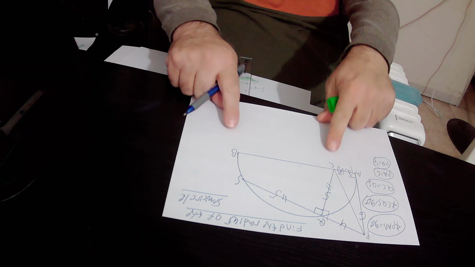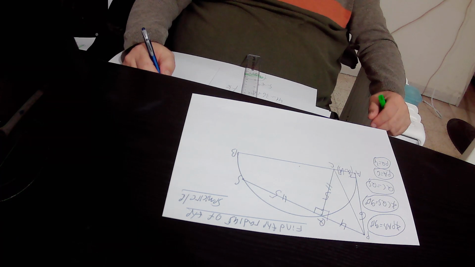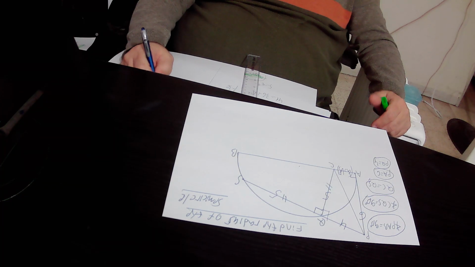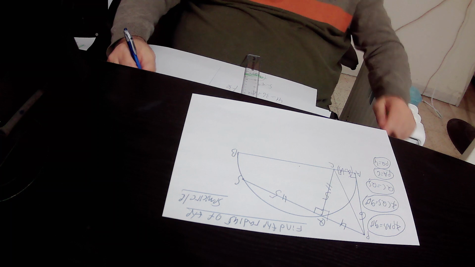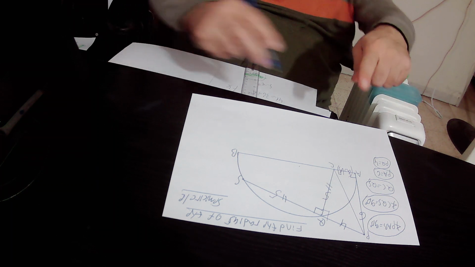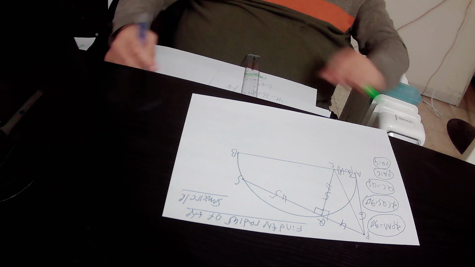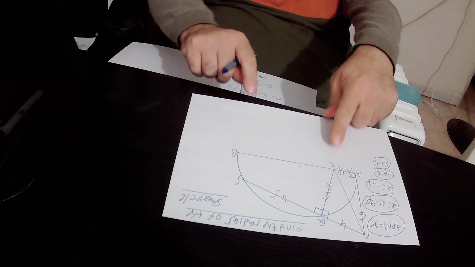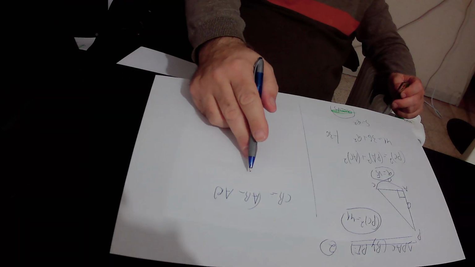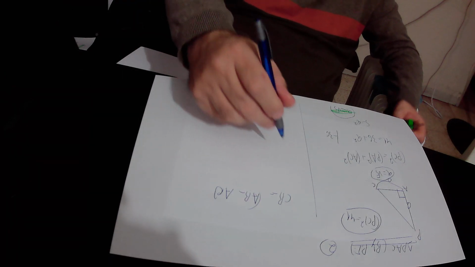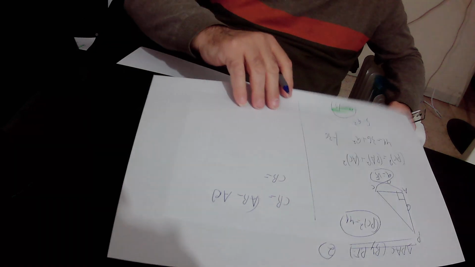What is the length of line segment CB? From the drawing it is very easy to see that CB equals AB minus AC. Repeat again. The length of line segment CB equals AB minus AC.